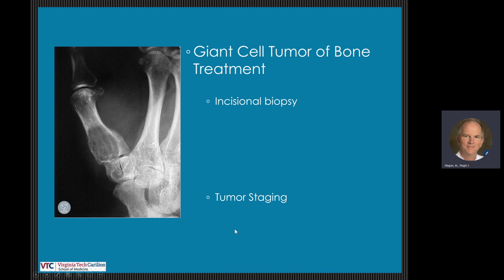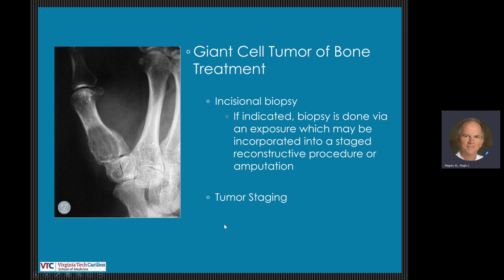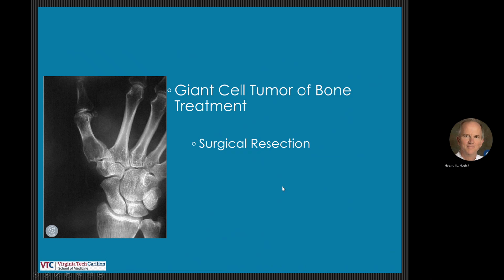When treating a lesion like this, incisional biopsy is indicated, and if you do so, you want to make sure that your biopsy incision can be incorporated into a stage to reconstruct a procedure or an amputation. And staging the tumor includes the usual tumor workup, a chest CT, possibly a bone scan.